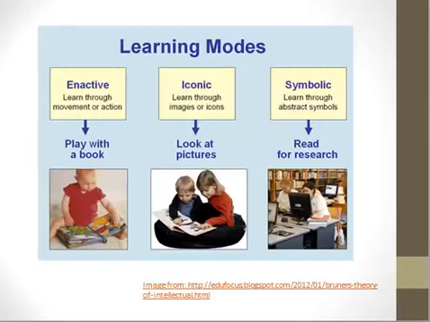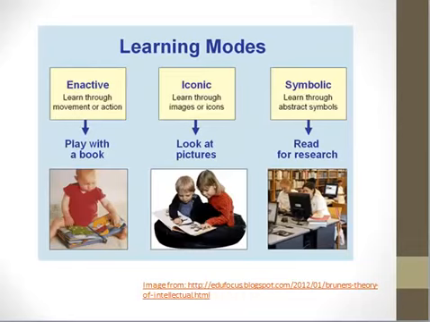Bruner's theory includes 3 modes of representation rather than stages. As you can see here, the 3 modes are enactive, iconic, and symbolic. Bruner felt like knowledge and understanding took these 3 different forms.